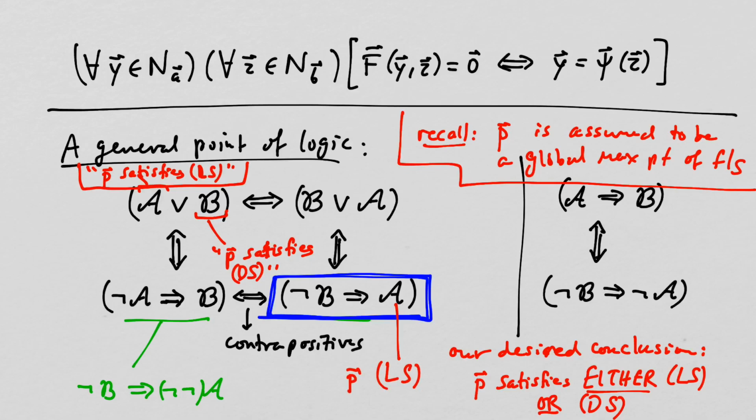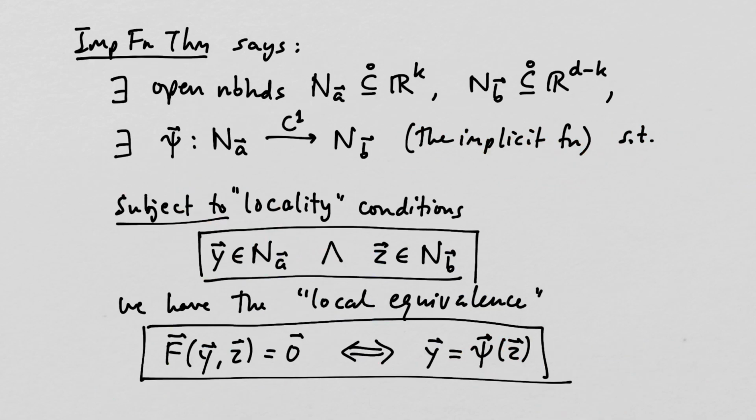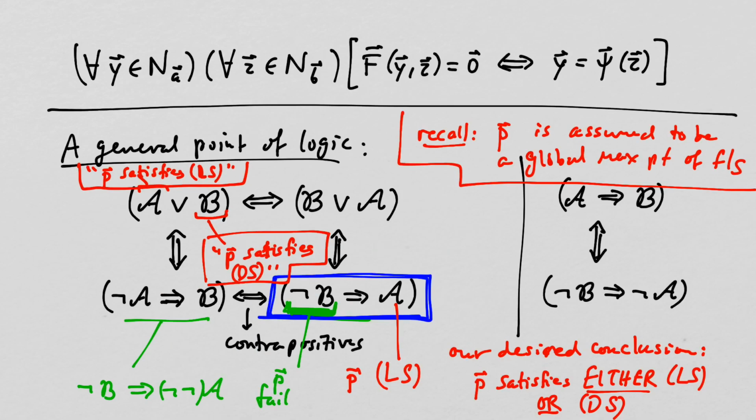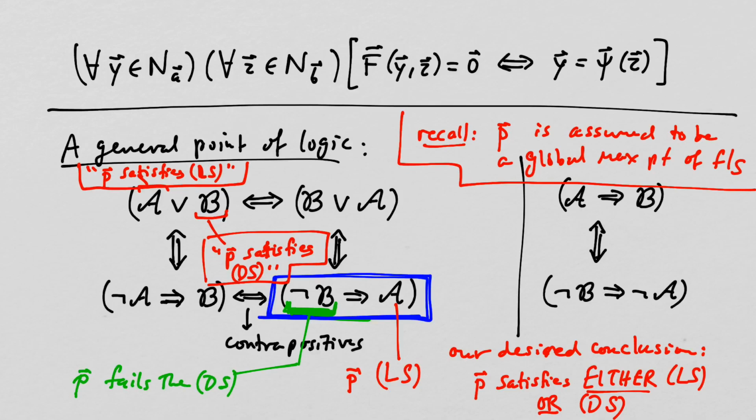Okay, and then the statement B for us signifies that P satisfies the degeneracy system. So what about the negation of B then, which appears here? Well, that signifies the statement that P fails. Sorry, let me make a bit more room here. Okay, the negation of B would signify for us that P fails the degeneracy system, fails to satisfy it.